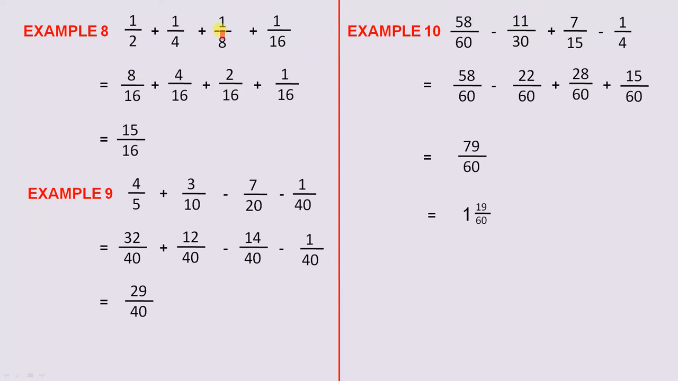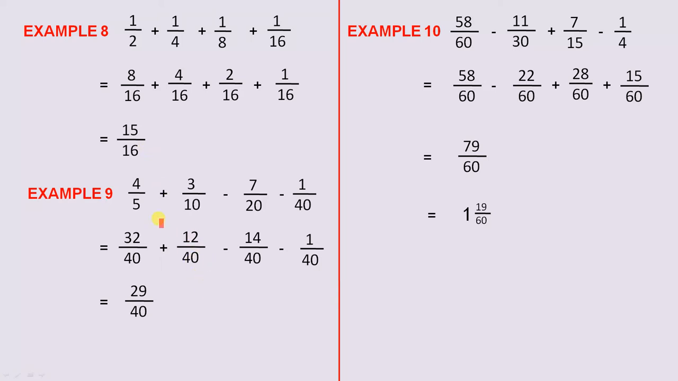Example 8. Here we have 4 fractions, but the principles are exactly the same. We need to make each of these 3 denominators here a 16. So let's start with the half. Multiply top and bottom by 8. That gives us 8 over 16. Multiply top and bottom by 4. That gives us 4 over 16. Multiply top and bottom by 2. That gives us 2 over 16. There are our new fractions. When you add all those together, we add the numerators together. That gives us 15 over 16.